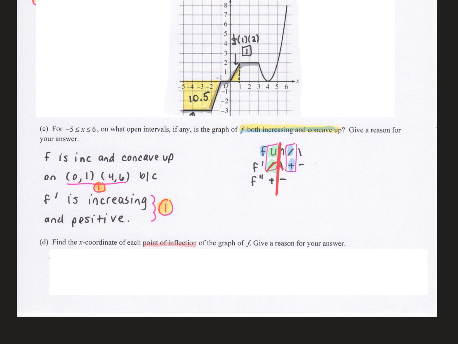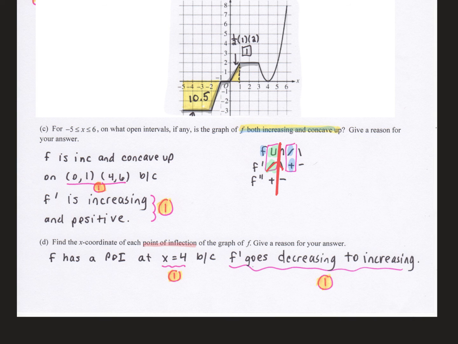Here's an increase to a constant, that doesn't count. And then an increase, to a constant, to a decrease. So the only place I go from a decrease to an increase, or the other way around, is here at x equals 4. And then I just say that as my reason. And as we said in the previous video, you could say because f prime has a relative minimum at x equals 4, that would be an okay reason as well.